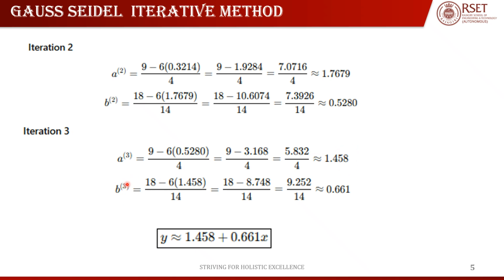To get b3, your formula was 18 minus 6 a by 14. So this a will be the same a3. You'll substitute the same value. You are asked to perform 3 iterations. So after 3 iterations, you have your a to be 1.458 and your b to be 0.661. On substituting this, you will have y is equal to 1.458 plus, mainly it is a plus bx, so substitute the value of a equal to 1.458 and b equal to 0.661. So this is your approximation.